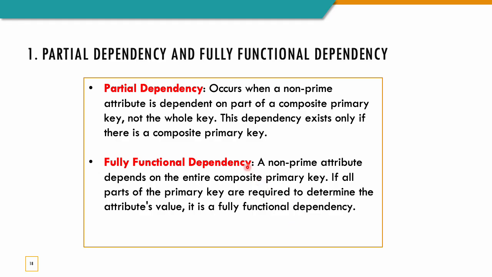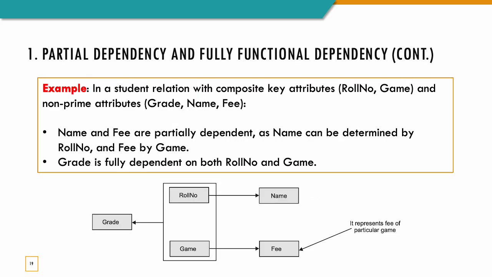Now, the fully functional dependency. This occurs when the non-prime attribute depends on the entire composite primary key. In other words, if you need both parts of the primary key to determine the attribute's value, it's a fully functional dependency. Let's take a look at the examples, okay?